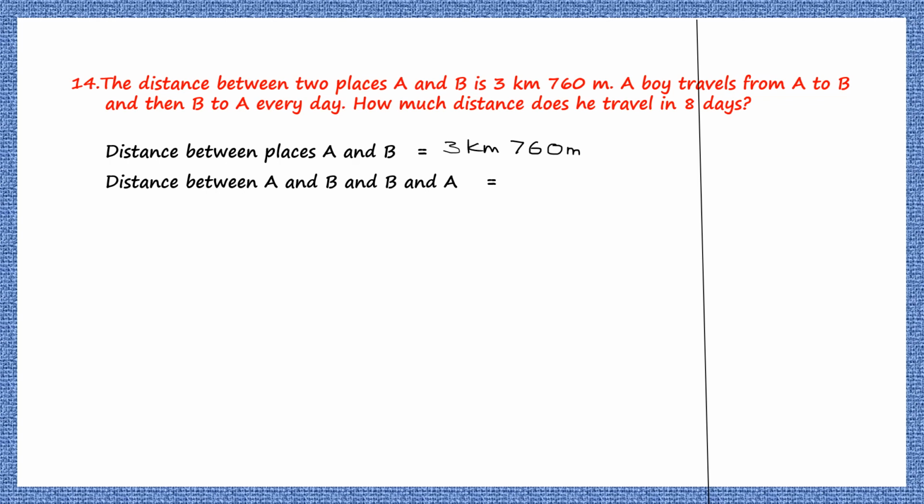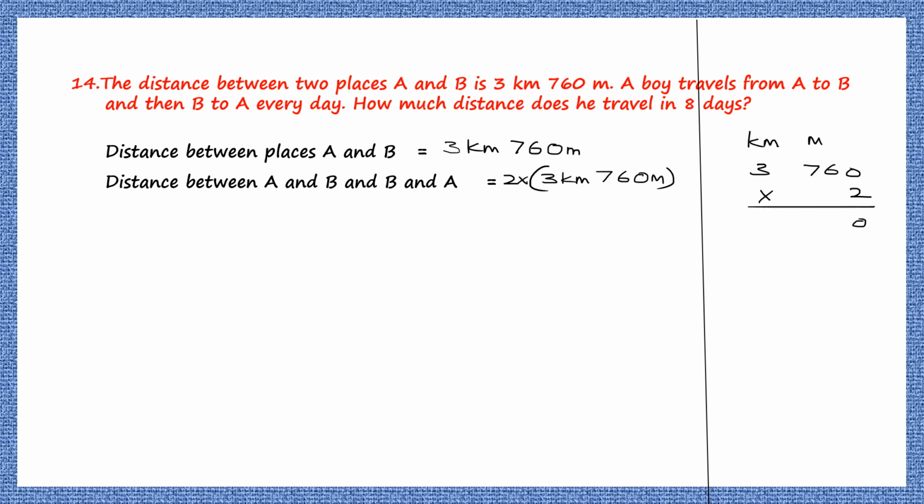That will be 3 kilometers 760 meters is the distance between A and B. And B to A also will be the same thing, isn't it? So we have to multiply this whole thing by 2. When you multiply this by 2, you will know how much that is. So let's multiply that. So we can have 3 kilometers, 760 meters. We can multiply it by 2.